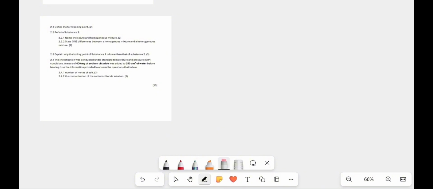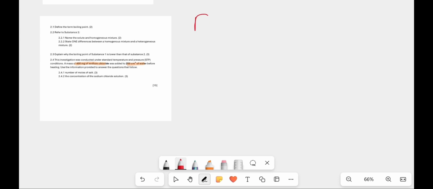an investigation was conducted under standard temperature and pressure, so STP conditions. A mass of 400 milligrams of sodium chloride was added to 250 cubic centimeter water before heating. Use the information provided to answer the questions that follow. So now they want the number of moles of salt.